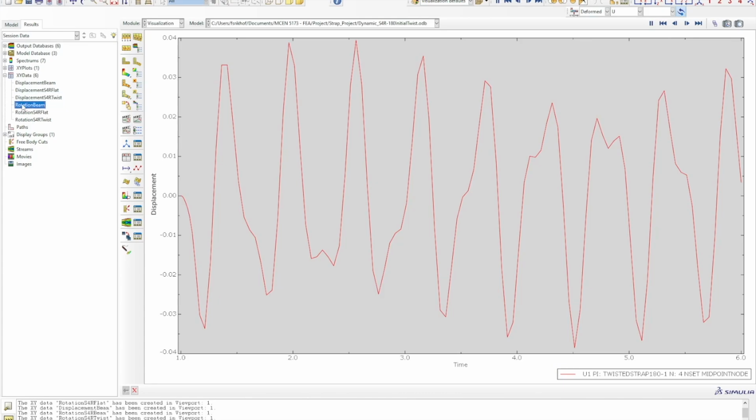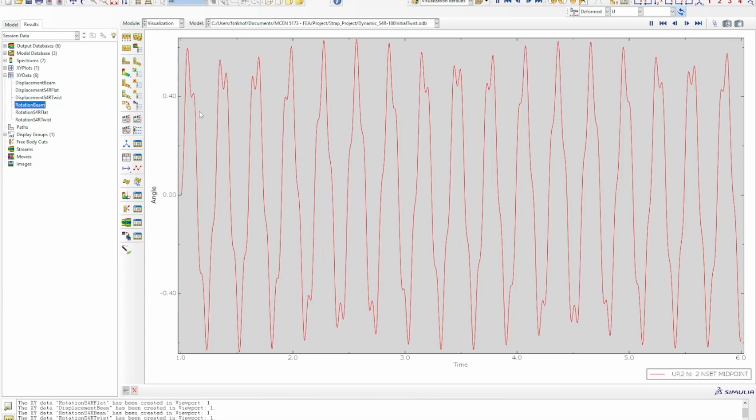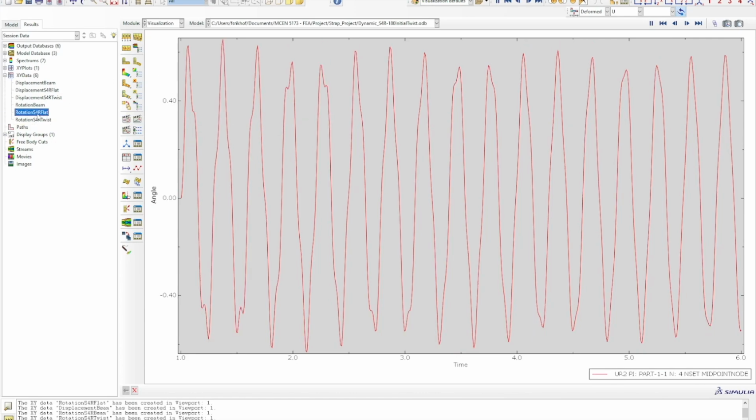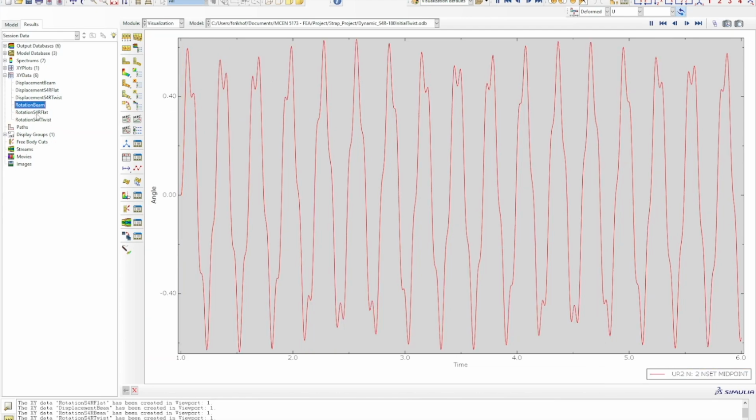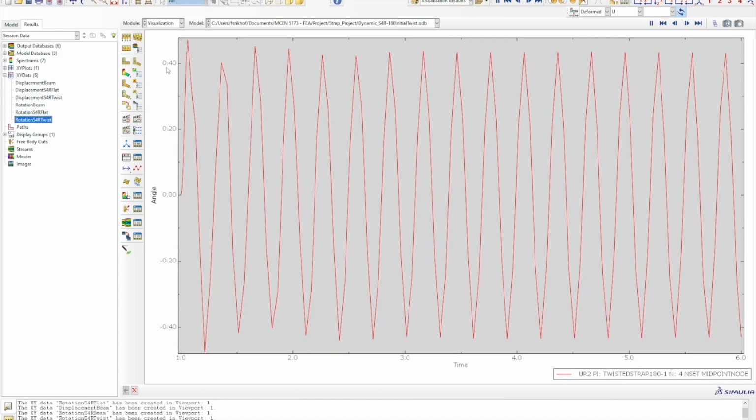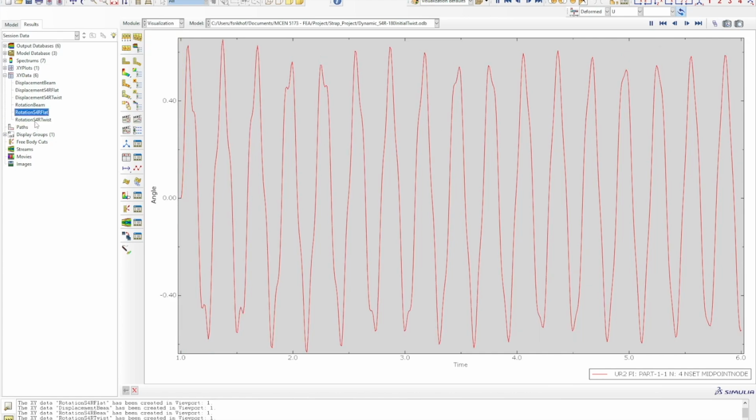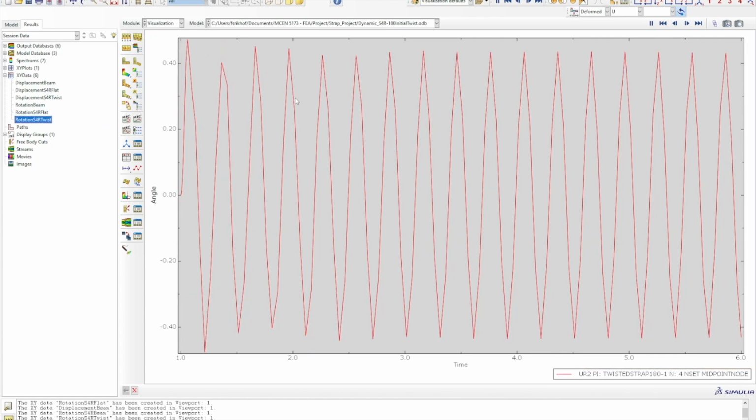And then if we look at the rotation as well, we get a decrease there. With the beam and the S4R flat model, we get very similar profiles again. And then once we get down to the twisted model, that one drops from about 0.6 radians down to roughly 0.45 radians.